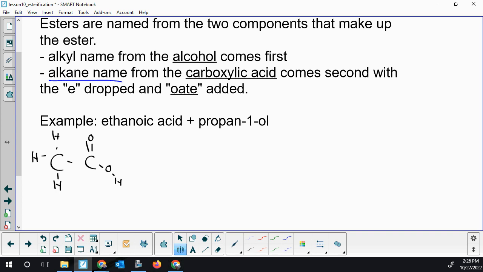Propan-1-ol. 3 carbons. And we're only going to learn how to name primary alcohols when they make esters, where the hydroxyl group is at the end. I'm going to stick our hydroxyl group close to the carboxyl group so I can show my arrows connecting the two reactants together, after I switch colors.